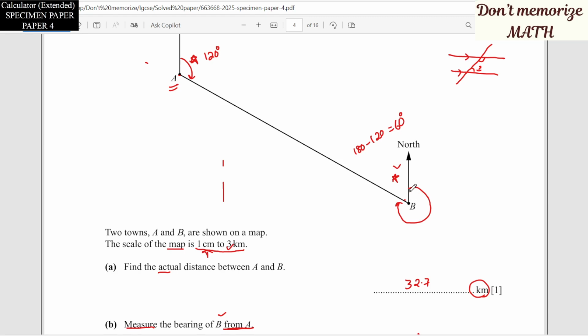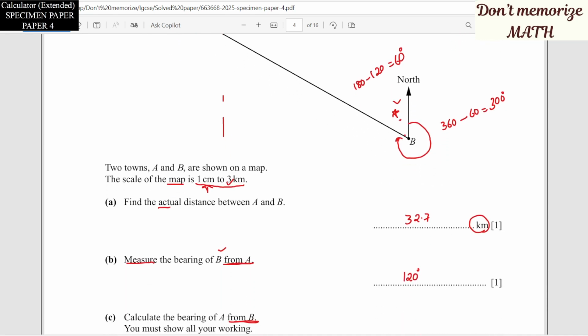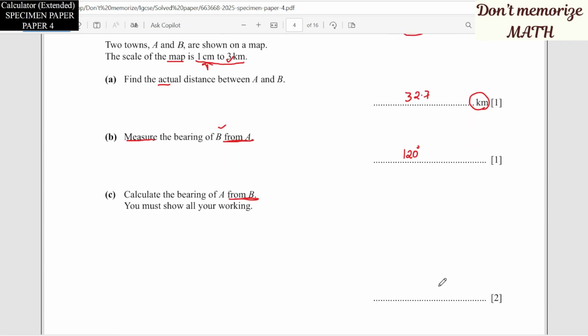By, you know, angle around the point is 360 degree. This complete angle is 360 degree. So 360 minus this angle is 60 degree. So 360 minus 60, you will get 300 degree. Okay. So the bearing from B to A will be 300 degree. So make sure you are writing the steps in the space provided.